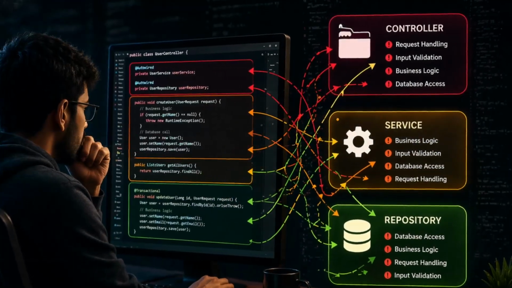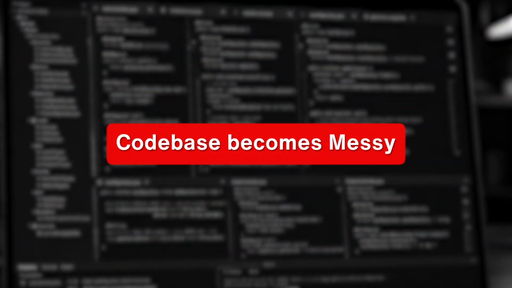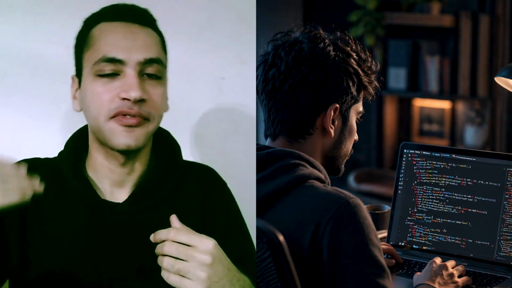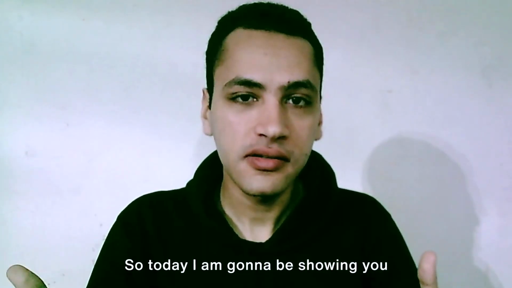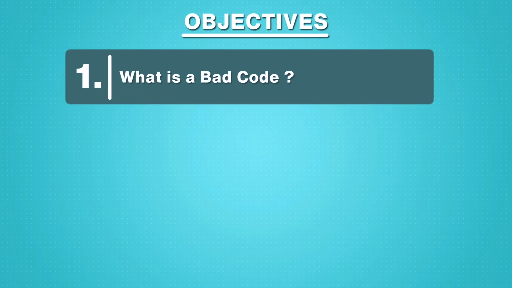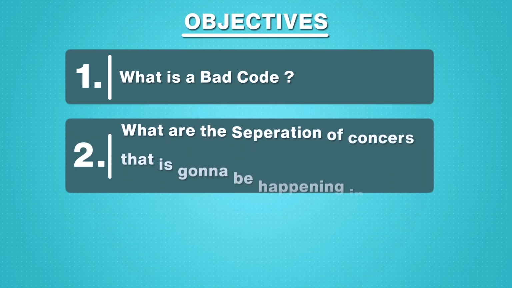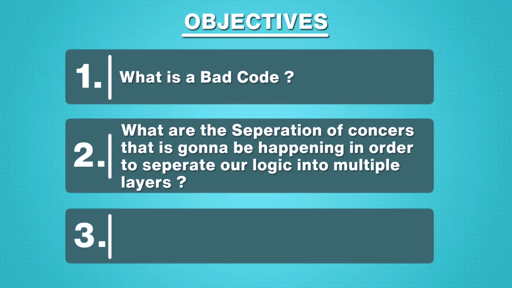A lot of Spring Boot developers write code in the wrong layers, and as a result, their code base becomes messy, becomes spaghetti code. Usually, they hate it after a couple of years of writing some spaghetti code. So today, I'm going to show you what bad code is, and then I'm going to show you the separation of concerns that will separate our logic into multiple layers, and you will figure out what belongs to which layer.